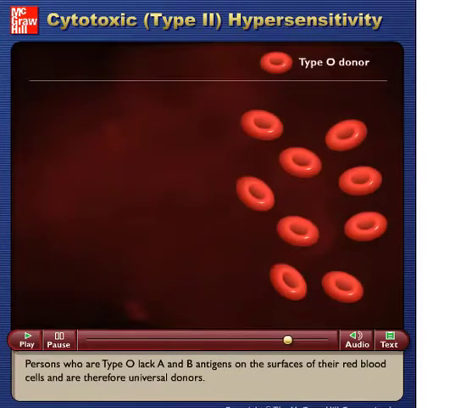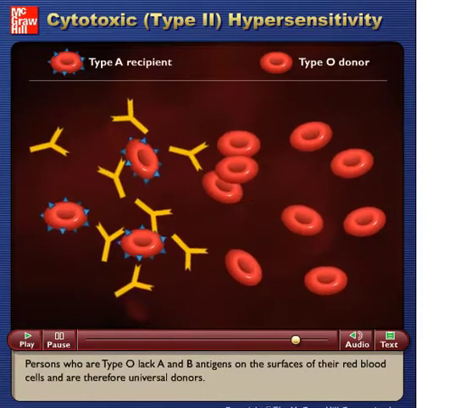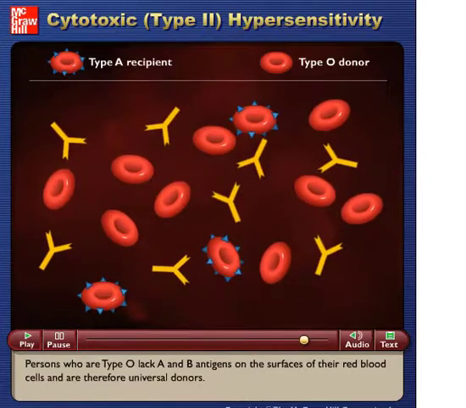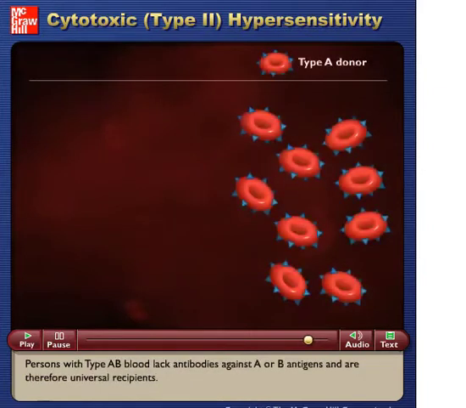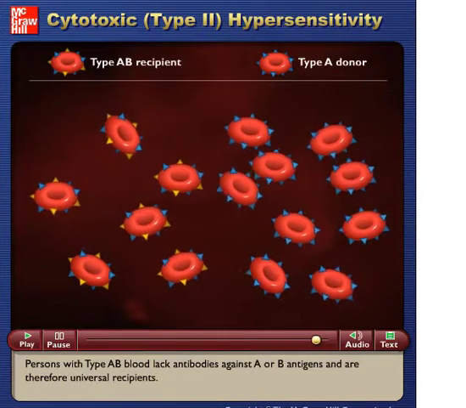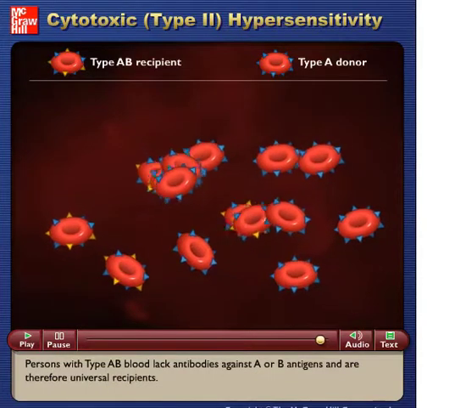Persons who are type O lack A and B antigens on the surfaces of their red blood cells and are therefore universal donors. Persons with type AB blood lack antibodies against A or B antigens and are therefore universal recipients.